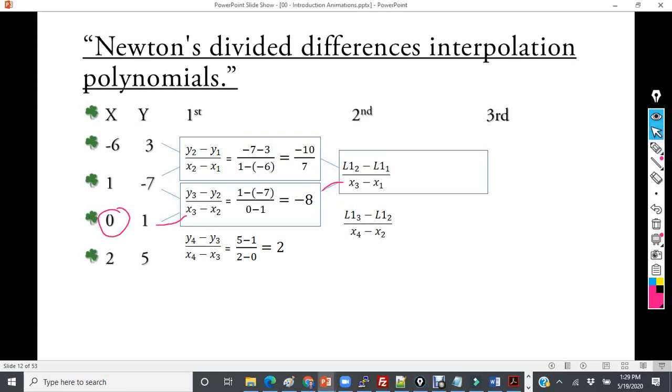And then we're going to do the same thing going up as far as we can go. And that takes us to -6. So as a result, it's going to be 0 minus -6 in the denominator. In the numerator, it's -8 minus -10 divided by 7. And this gives us 23 over 21.